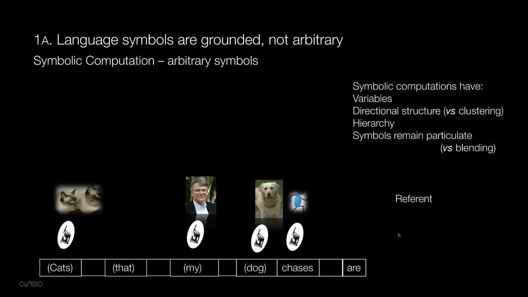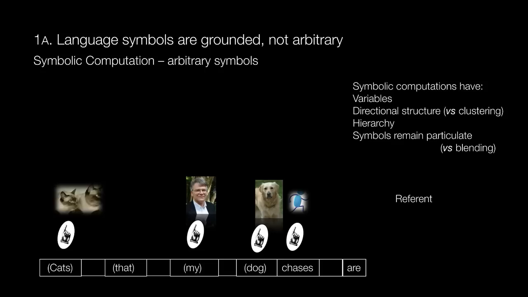So that's the thing out in the real world, it's the referent. There are a number of attractions to this way of looking at things. Symbolic computations require a few things. They require variables. So the word dog can stand for any number of dogs. It can get instantiated by different dogs.